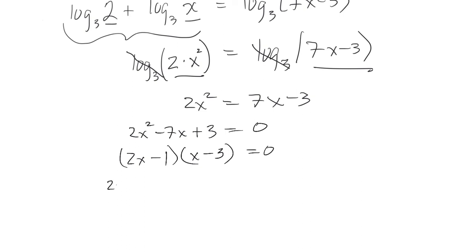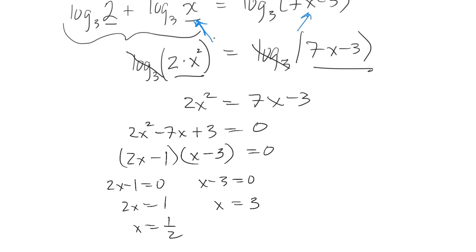0 property, 2x minus 1 is 0, where x minus 3 is 0. So add 1 to both sides, divide both sides by 2, add 3 to both sides, and then check. So can I put either one of these answers back either here or here and come up with a negative answer? I don't think so. So I would suggest that both of those are correct.